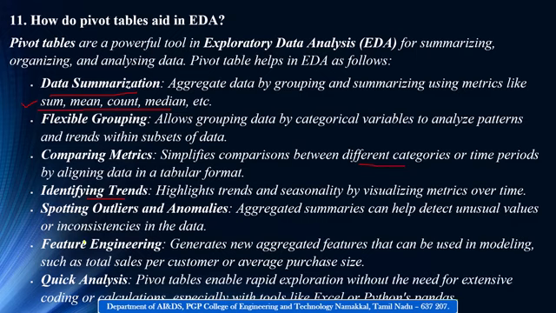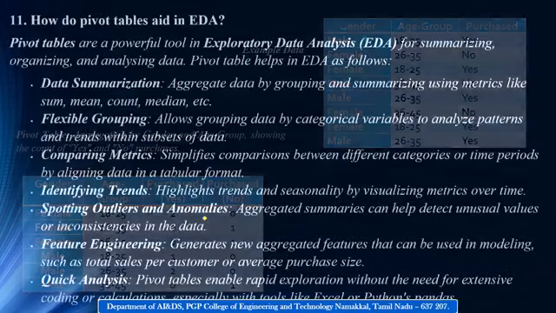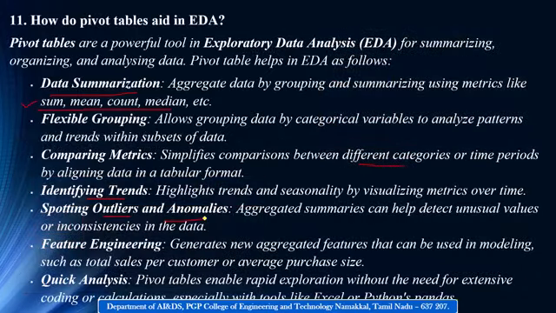Then spotting the outliers and anomalies. If there is any outlier or any anomaly, you can easily find it. If you see this table, I think there is no anomaly. Almost everything is normal. Even female is purchasing and male is also purchasing, and different age groups are also purchasing. If there is any outlier, you can find it very easily by using pivot tables.